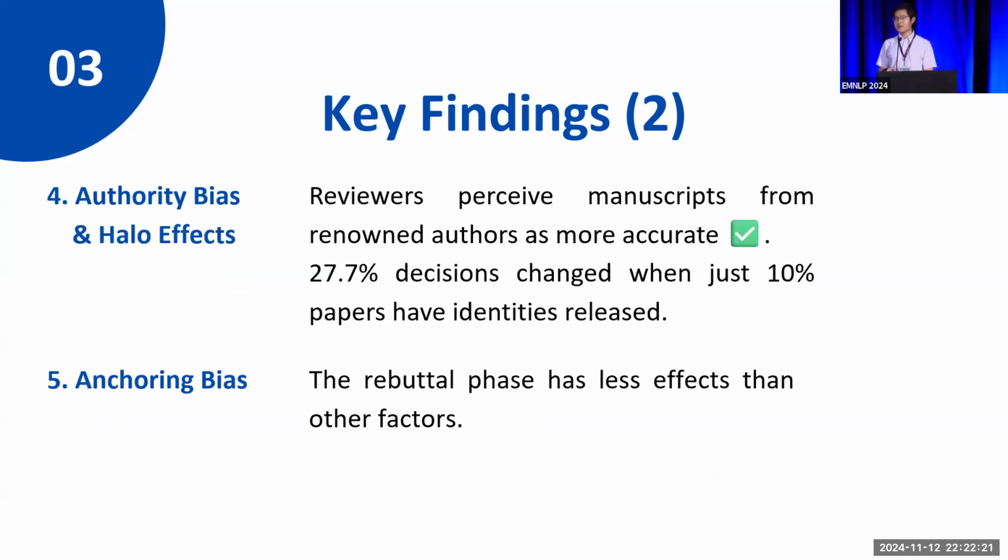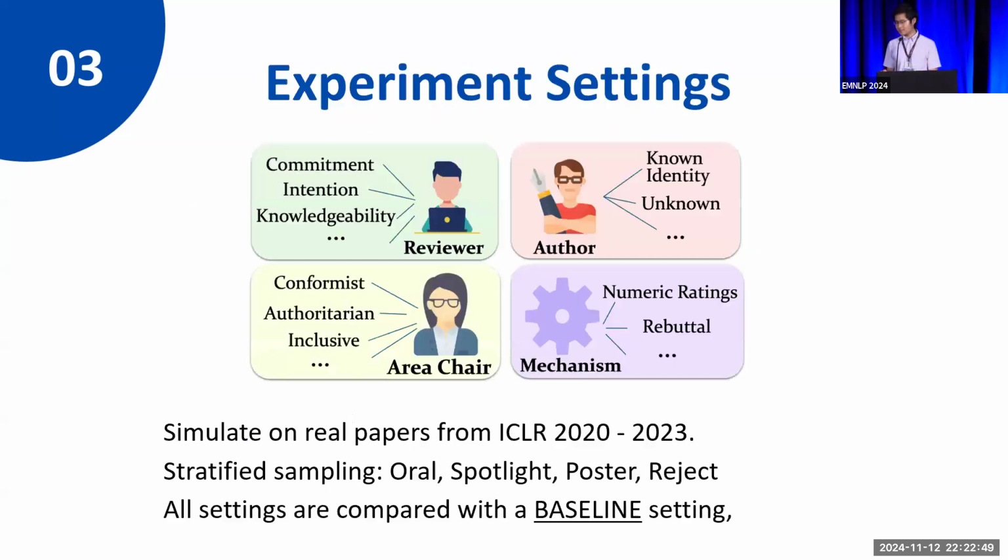And authority bias, which we may already know: if the author's identity is released during the review process, it can lead to a great change in the final decisions. And finally, maybe the most surprising one is that the rebuttal phase does not have such a huge impact compared with other factors such as reviewer bias, partially because reviewers already have an initial impression of the papers. So let's dive into the details in my next slides.